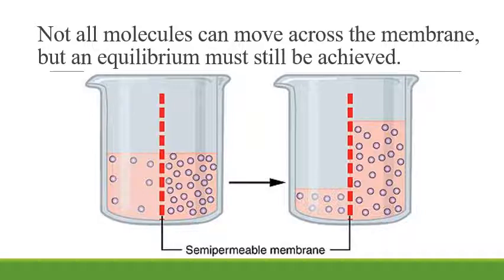So if we were to imagine a molecule that could not travel across the semipermeable membrane, the system would still want to reach an equilibrium. And so what would happen is, if we say that the space that's not the circles is water, the water would travel across the membrane into the higher concentration side right here, and create an even concentration across both sides of the membrane.